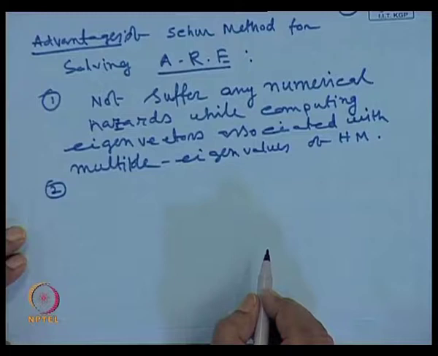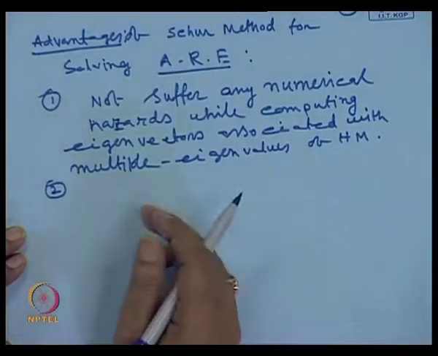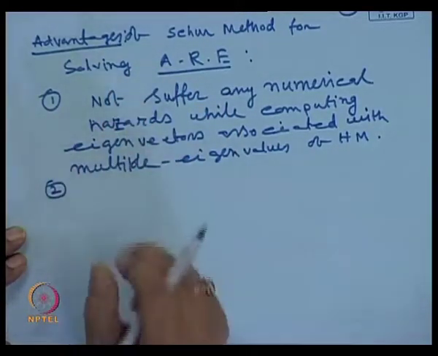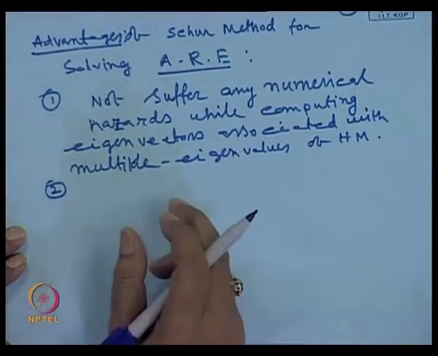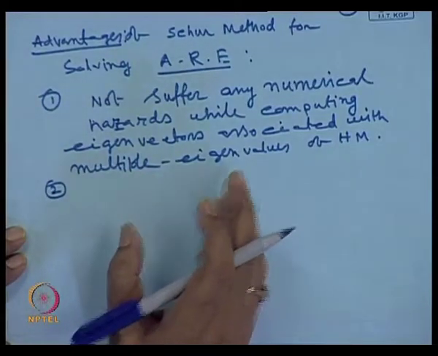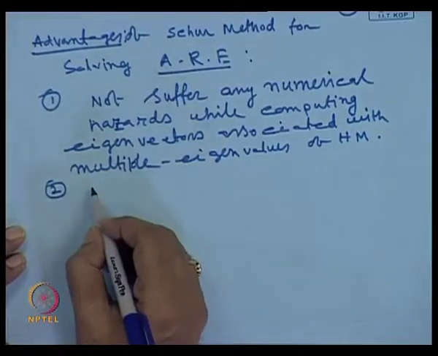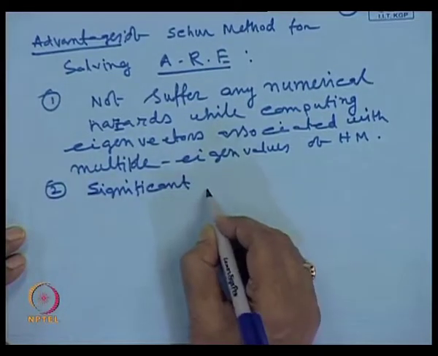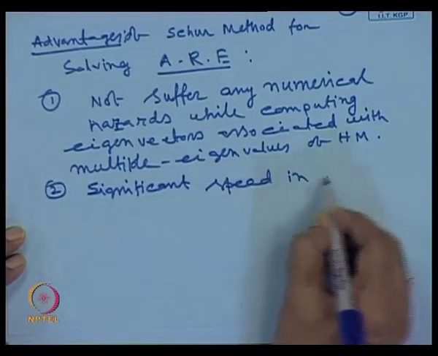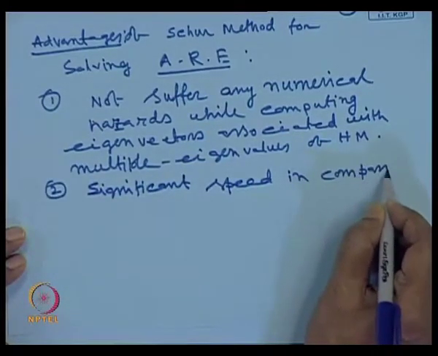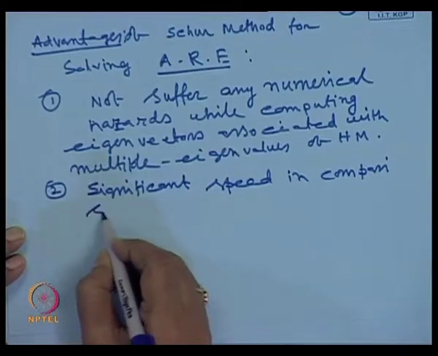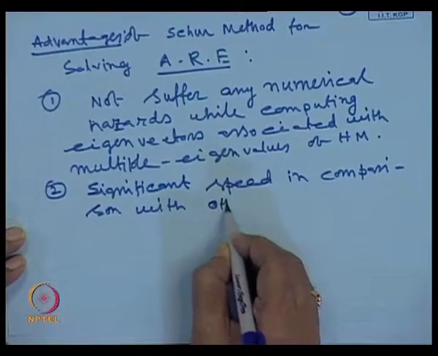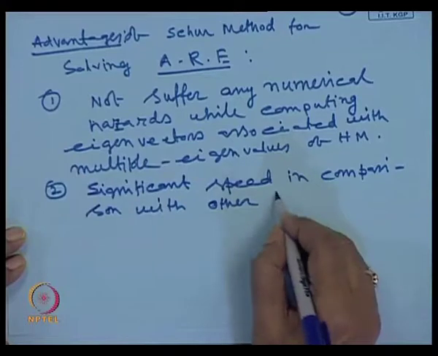Second is the significant speed of solution of this Riccati equation. The time required for solution of this Riccati equation is significantly improved compared to any other iterative method. So, the second advantage is significant speed in comparison with other iterative methods.